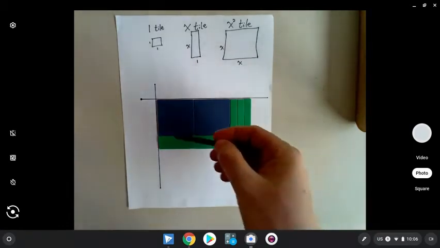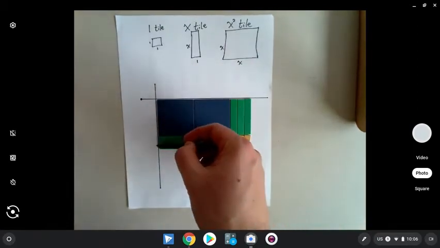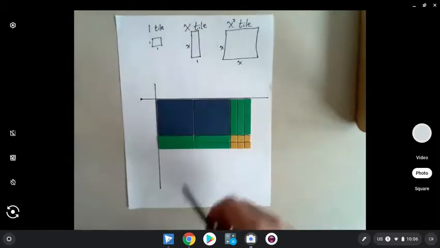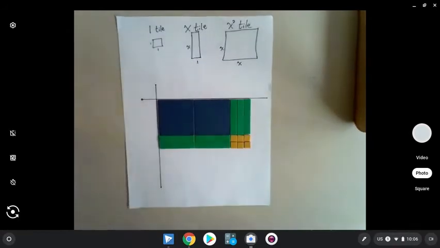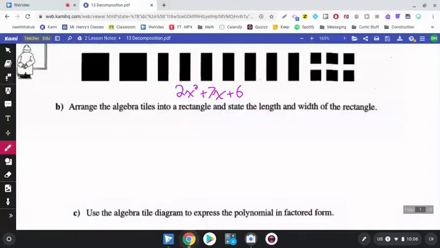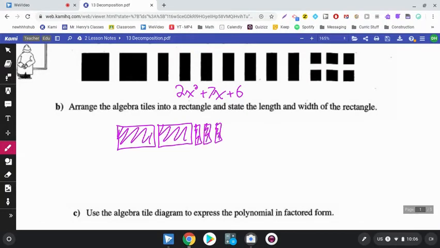But now I have my two dimensions. I have x plus 2, and I have 2x plus 1, 2, 3. My two factors. So I'll go back and draw that, and then we'll talk about the factored version. Okay, so I had, let's see if I can remember now, an x squared, another x squared, and 1, 2, 3 x's. And then along the bottom, I think I had 2 rows of x's.